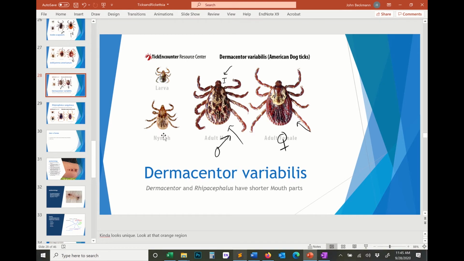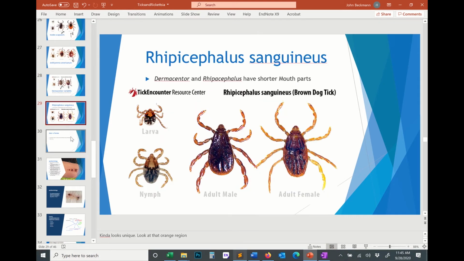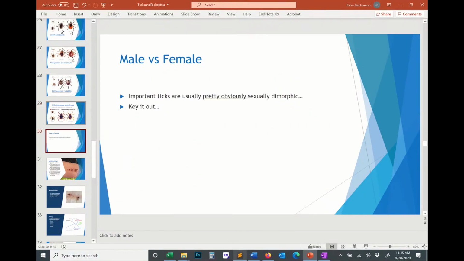So basically, what I say is, if you want to know what it is, male, female, literally just Google a key for ticks in Alabama. And it's very easy to just look because they're so obviously sexually dimorphic and they're so different from each other. So it's easy to tell.